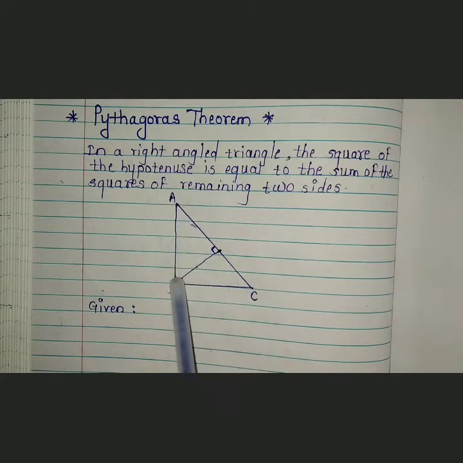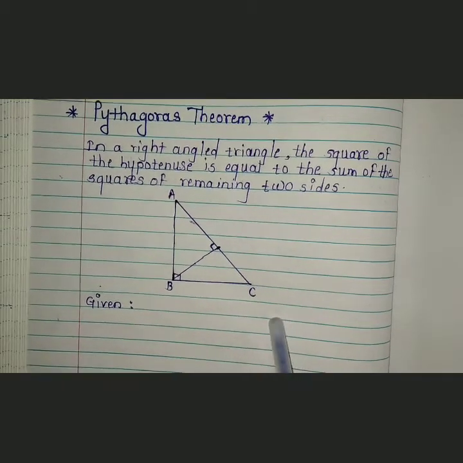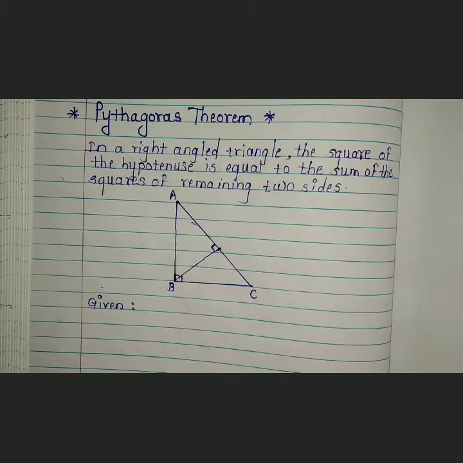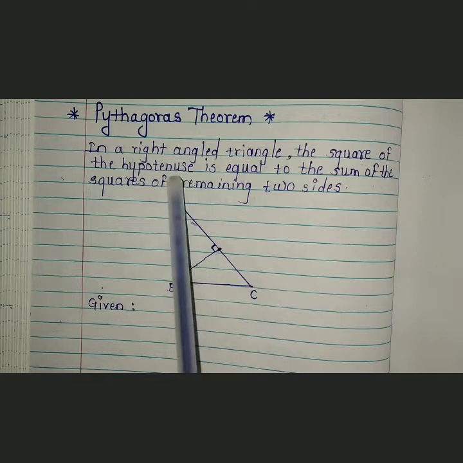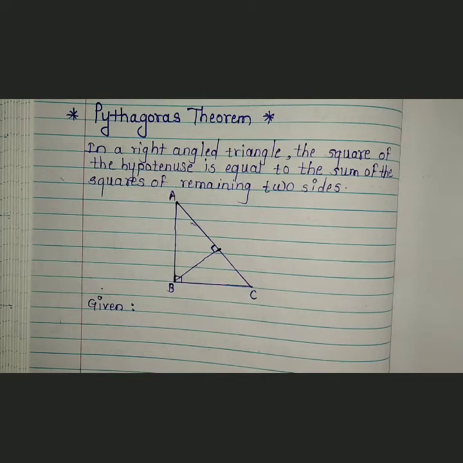Here triangle ABC is a right angle triangle, and we have to prove that the square of the hypotenuse is equal to the sum of the squares of the remaining two sides. AC is the hypotenuse, AB and BC are the remaining two sides. Draw the figure by using pencil. Don't use the pen. For clarity purpose, I drew the figure with a pen.